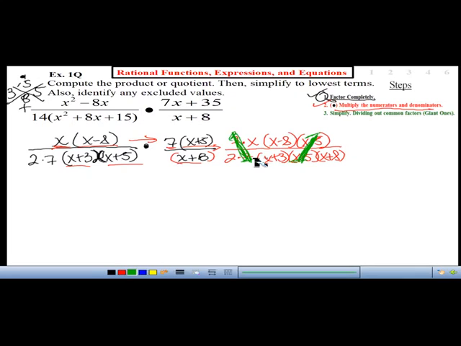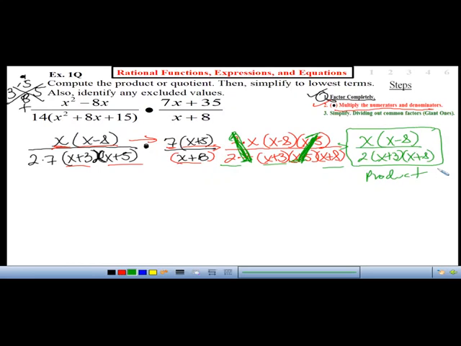Okay. So what does that leave us with on the numerator? We have x times x minus 8. And the denominator, what do we have? The 2, the x plus 3, and the x plus 8. 2 times x plus 3, x plus 8. And we are done. This is our product.